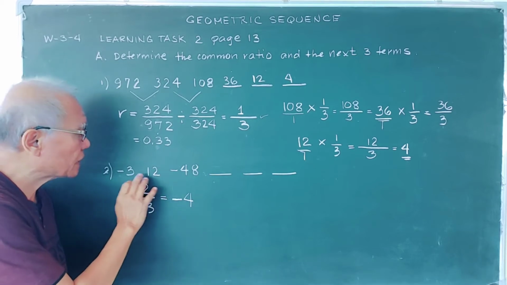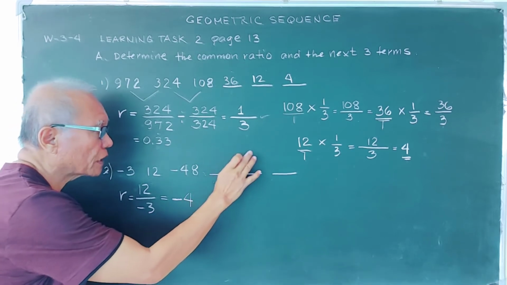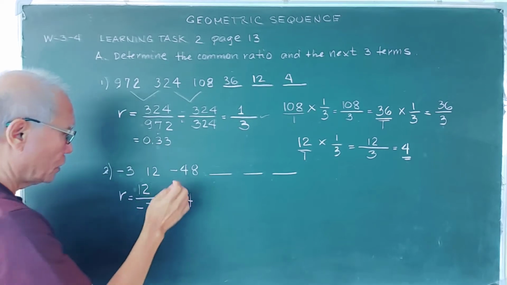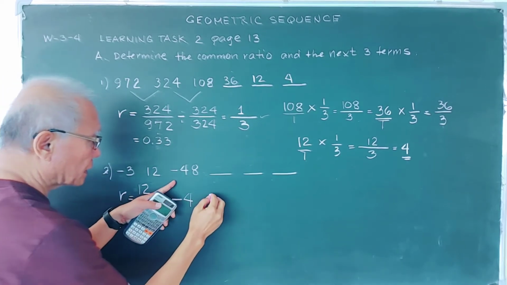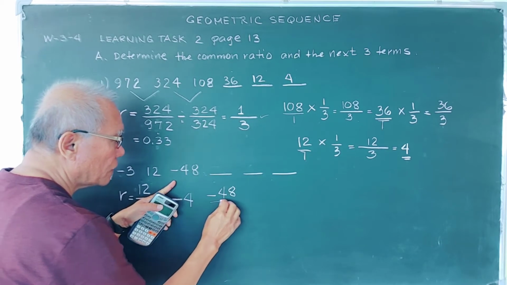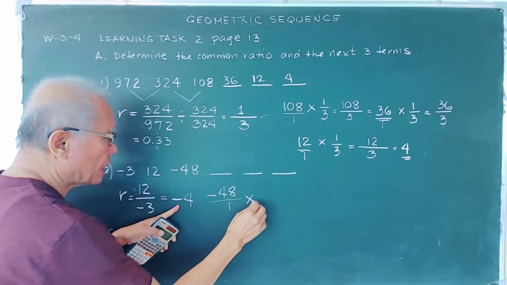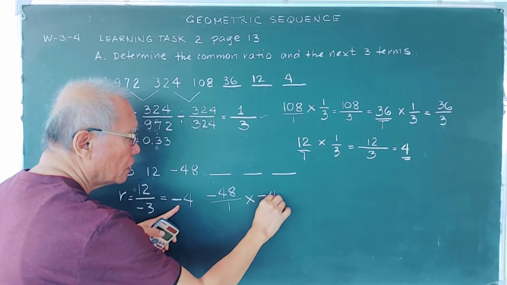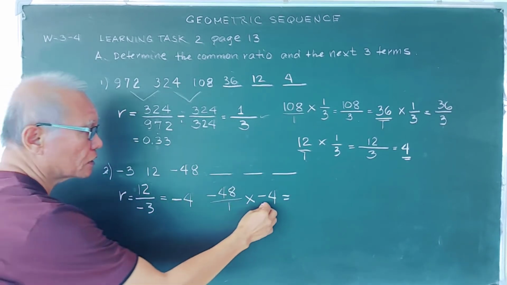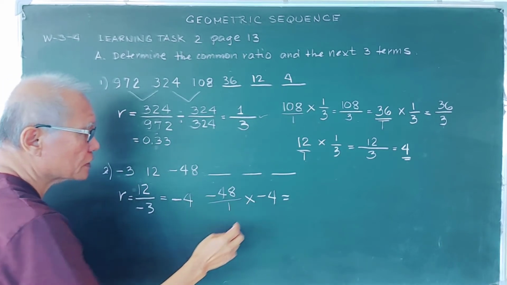So, yun ang itatimes natin dito sa negative 48 para makuha ito. Times negative 4 ulit para makuha ito. Times negative 4 ulit para makuha yung dulo. So, lagyan natin negative 48. O, lagyan ng 1. Times negative 4. Kahit hindi na maglagay ng 1 kasi pareho namang itaas sila. Actually, this is 4 over 1. So, negative 48 times negative 4.